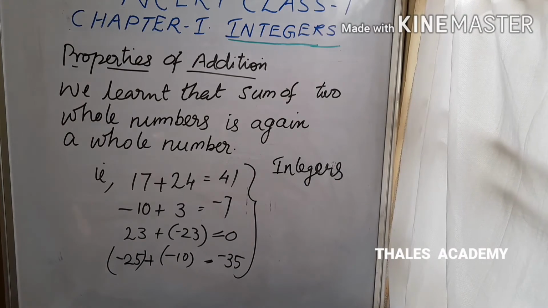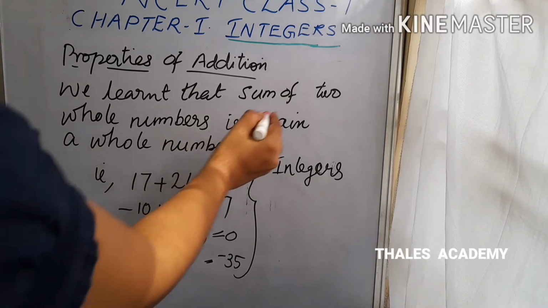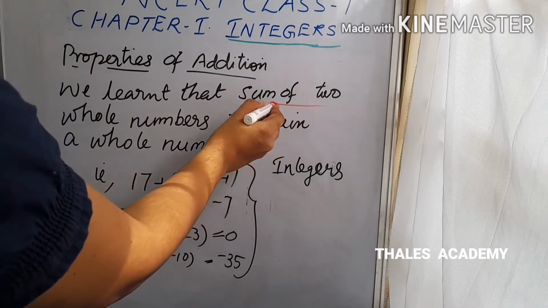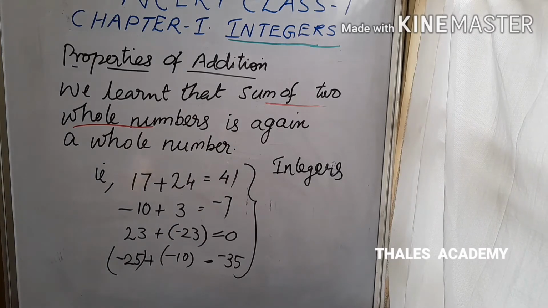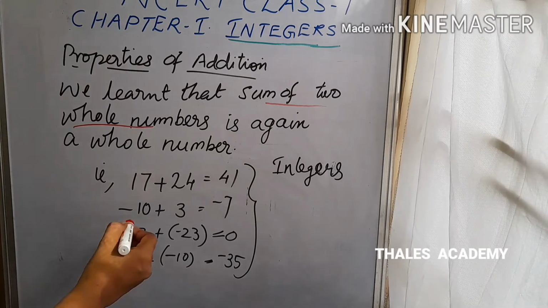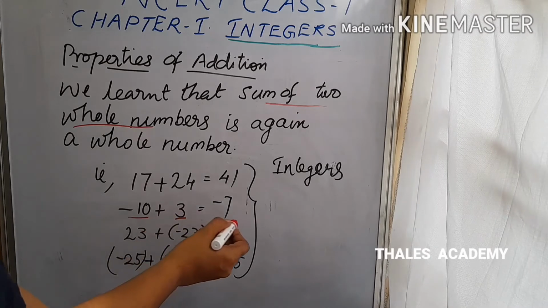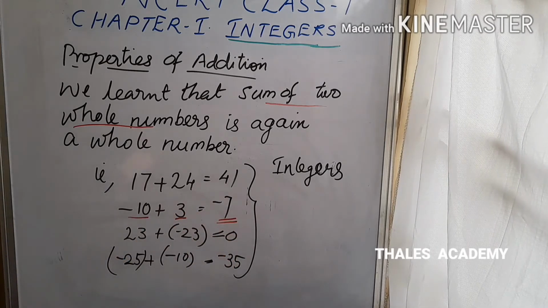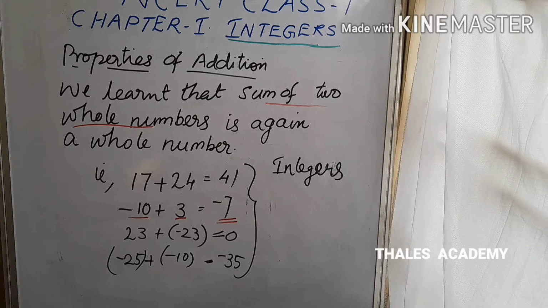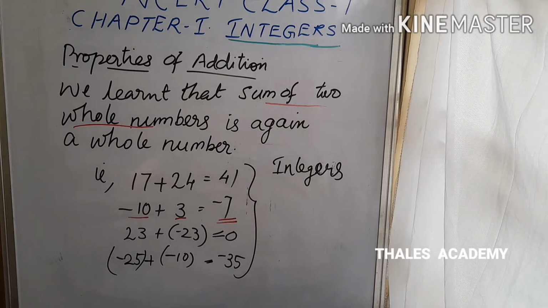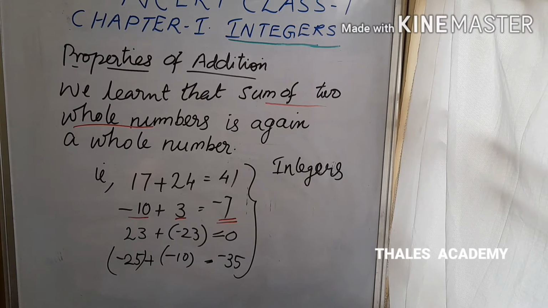Properties of addition. We have learned that the sum of two whole numbers is again a whole number, like 17 plus 24, we get 41. If we add minus 10 plus 3, we get minus 7. Positive 23 plus minus 23, we get 0. Negative 25 plus negative 10, we get minus 35.